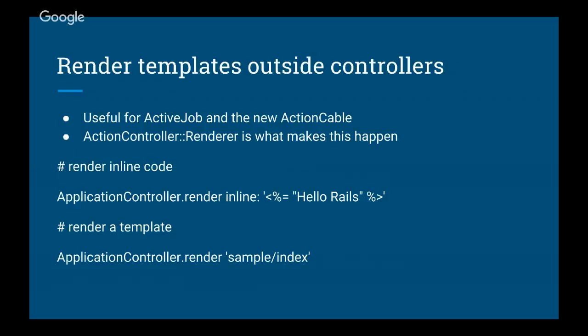Okay, now the render template. We can actually render templates outside the controllers. This functionality was given mainly because of ActiveJob and Action Cable. They required us to sometimes render things outside the controller. What makes this happen is the action controller scope renderer. So these are examples to render inline code. You do application controller dot render inline, and pass it what you want, the text.